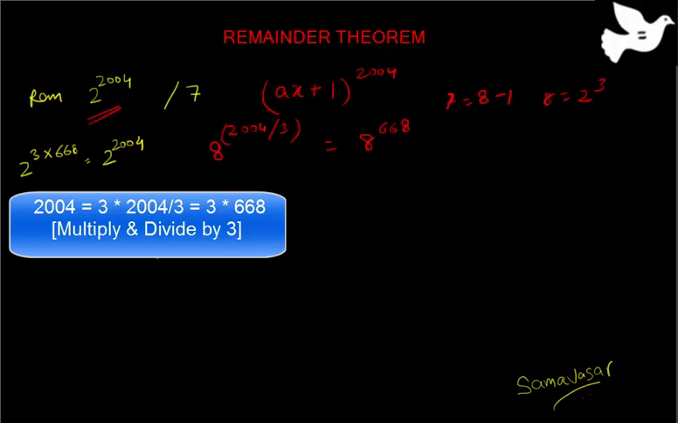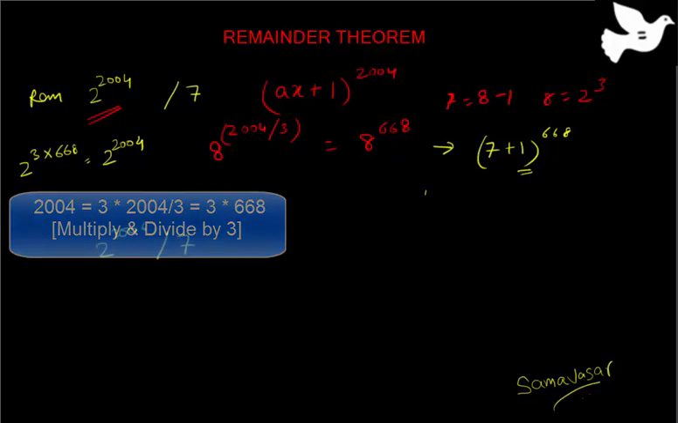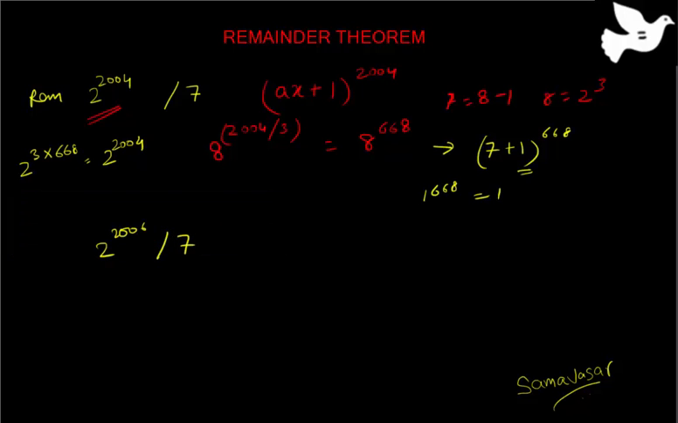So 8 is equal to 2 raised to the power 3. I'm taking 3 out of this factor, so I need to divide this by 3, and my answer, which is remaining, is 668. Now this I can write as (7 plus 1) raised to the power 668. So the remainder in this case is simply 1 raised to the power 668, or 1.